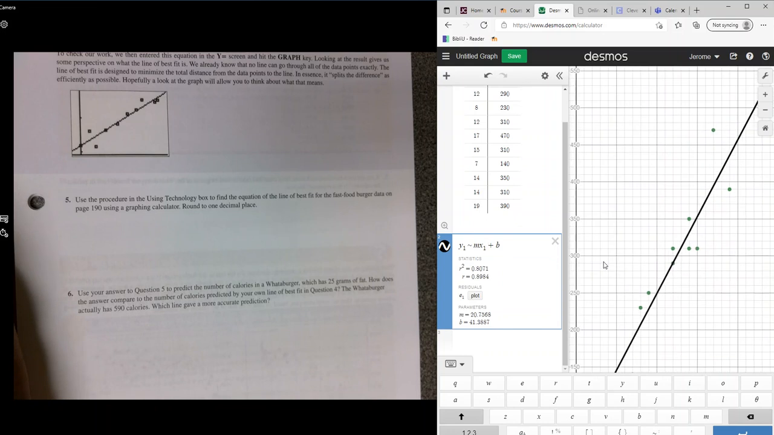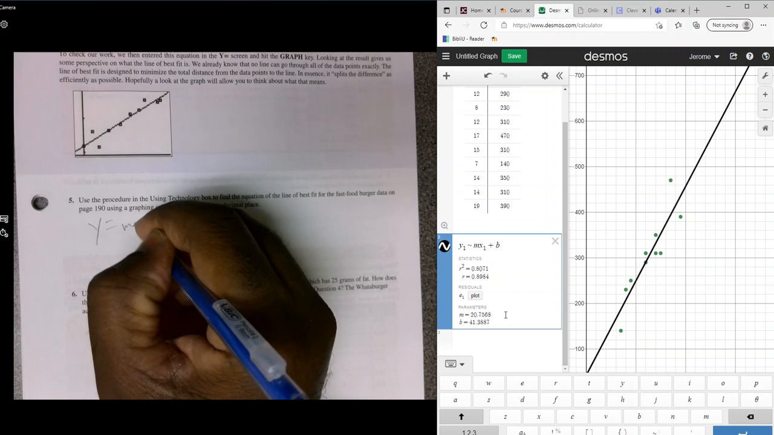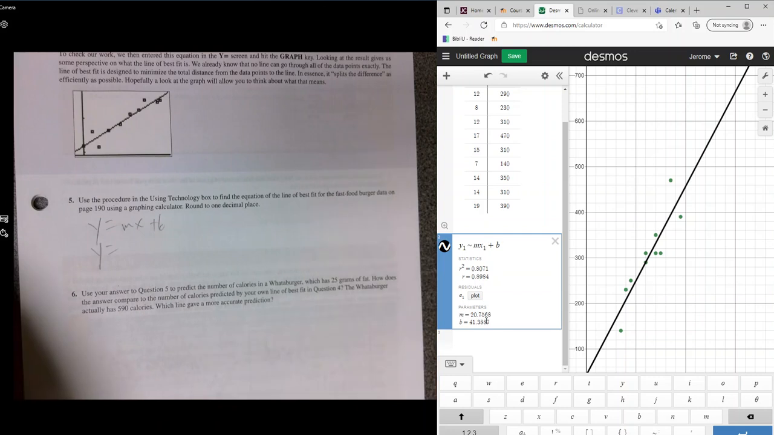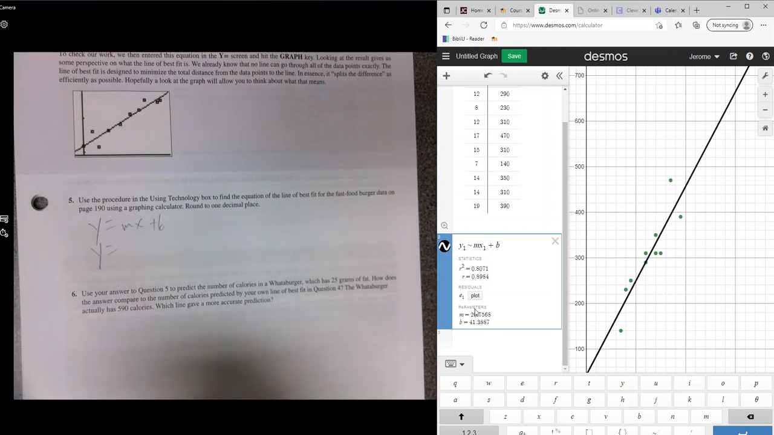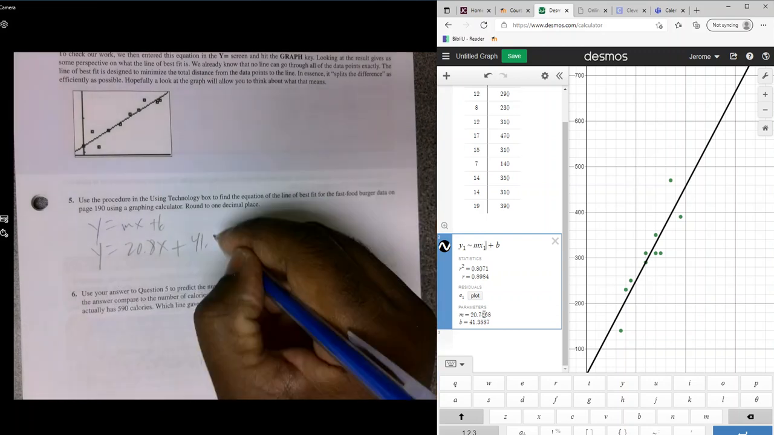If you notice here, we have a graph. I could even go further, and we can see our graph here and our line of best fit. Now, they want us to get the equation from here. We know our equation is y equals mx plus b. Now, all we have to do is get the slope, which is shown here, and we round it to 1 decimal place, so it'd be 20.8x plus b. b is 41.4. So that is our equation, 20.8x plus 41.4.